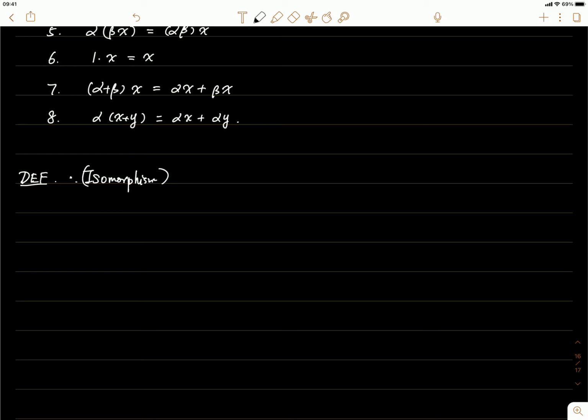Okay, the first definition is: suppose we have two linear spaces, X and Y. Okay, both are linear spaces. And I have a mapping T from X to Y, and it is a linear mapping.